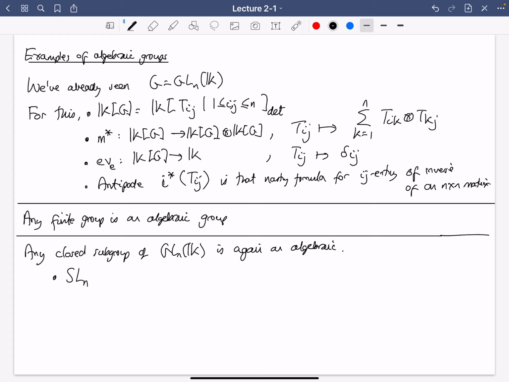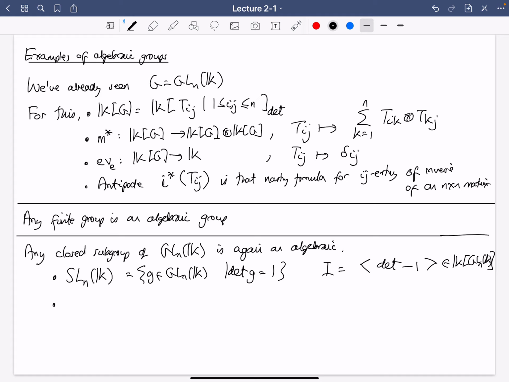For example, there's SLN of K. So that's all G in GLN of K of determinant 1. So the vanishing ideal here is going to be generated by the single function determinant minus 1 in the coordinate algebra of GLN. Okay, so in fact that'll generate a radical ideal. That's exactly the ideal that cuts out SLN of K as a closed subgroup of GLN of K. Okay, so SLN, that's another algebraic group.